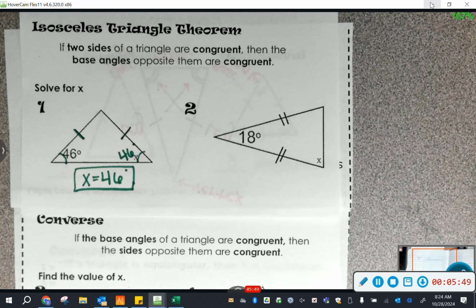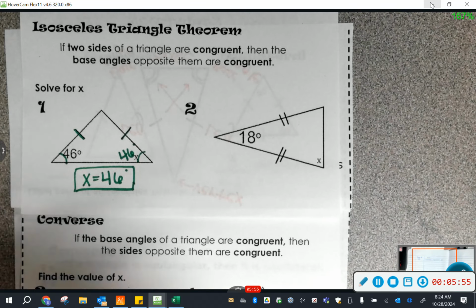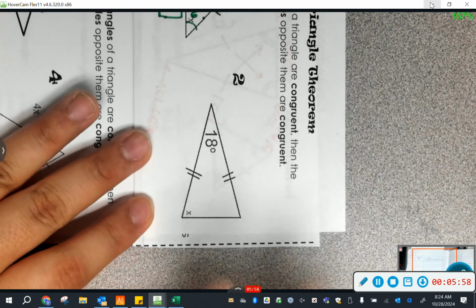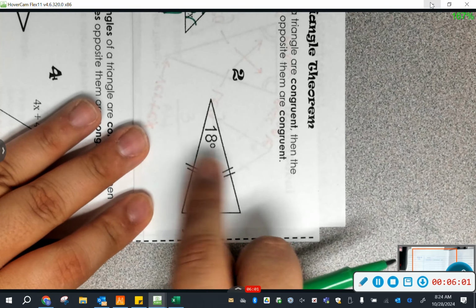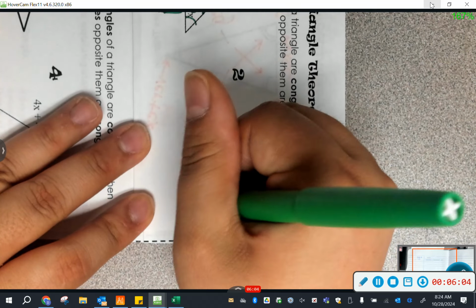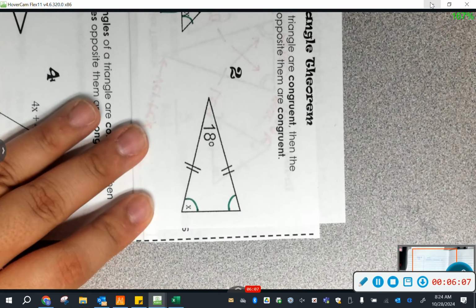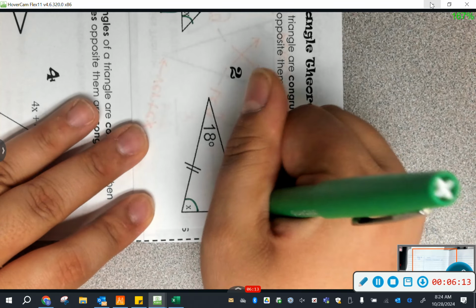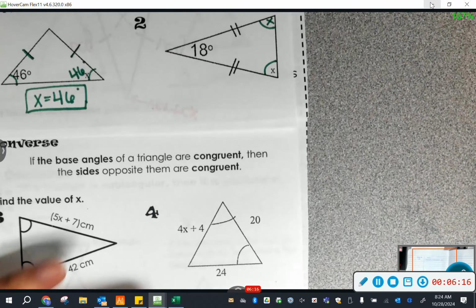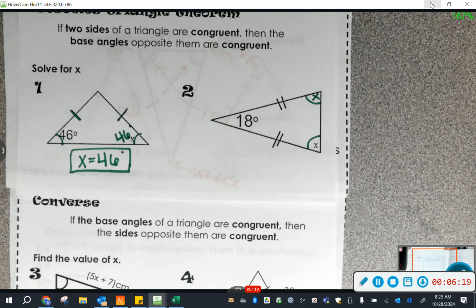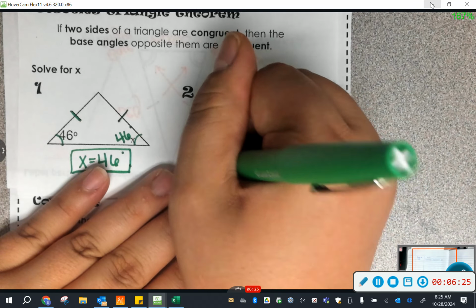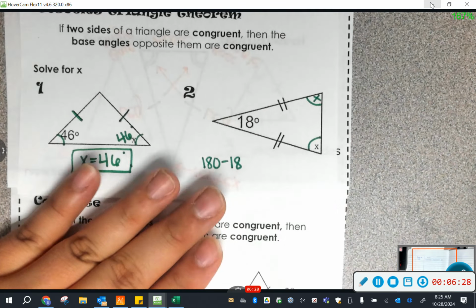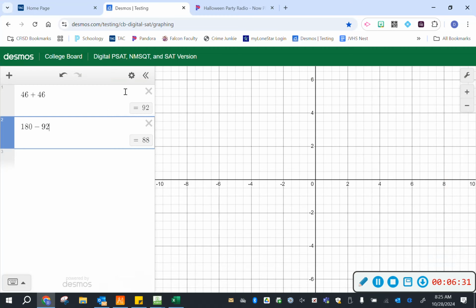Oh, what about this one here? It's sideways. Is that okay? And if you need to, turn your paper if you want to. These two sides are the same. What does that tell me? The bottom angles are going to be the same. So if this is X, what's this down here? X. We did this on Friday, but it's been a whole weekend and homecoming since we did. How do we figure out what X is here? Subtract what from 180? 18. What is 180 minus 18?